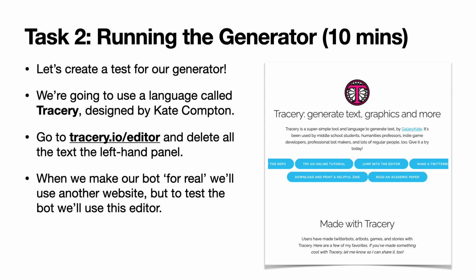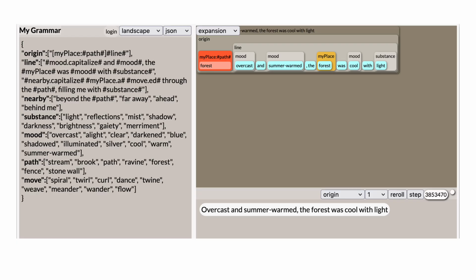Now, when you open this page, tracery.io/editor, you're going to see something that looks like this. So on the right-hand side is some sort of visualization of the generator. Don't worry about that too much. In the bottom right is an example of the output from the generator. And on the left is the stuff we care about. That's where we're going to write our generator. Now, don't worry if this all looks a bit scary, because good news, we're going to delete all of it.